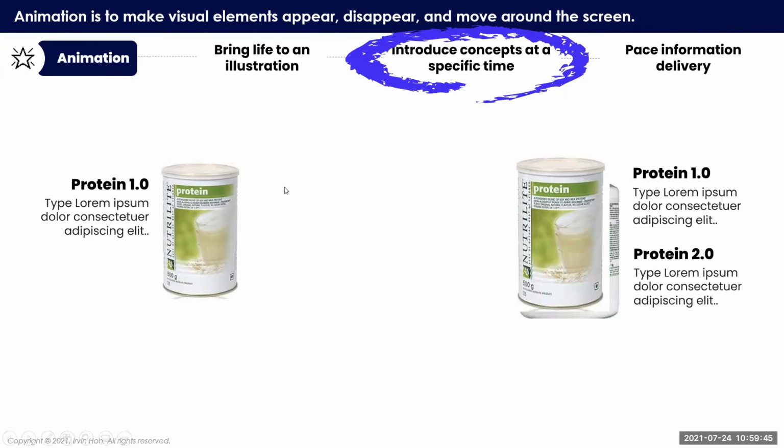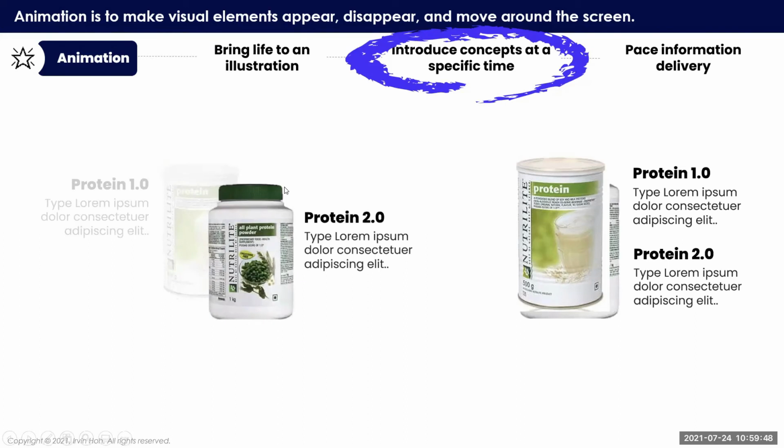Once I click on it, you will see the effect. The fade in kicks in, meaning that the group of image for protein 2.0 is fading in, and my protein 1.0, at the same time, is being made transparent by 80%. And this is the concept of how we introduce a concept at a specific time. When I talk about protein 1.0, and then when I talk about protein 2.0, my protein 1.0 is faded out. Okay, this is one of the ideas we can do.